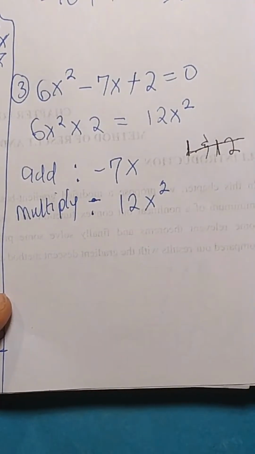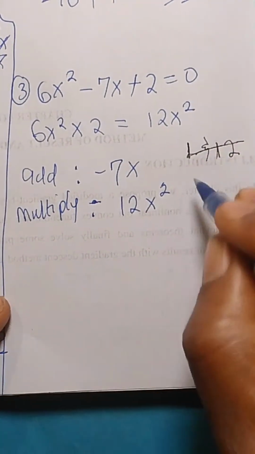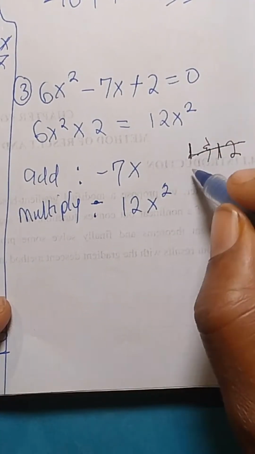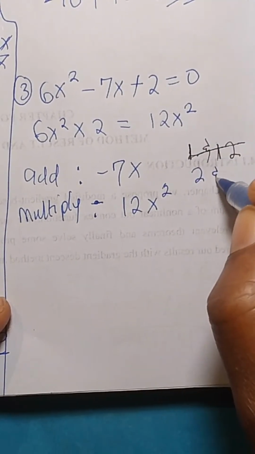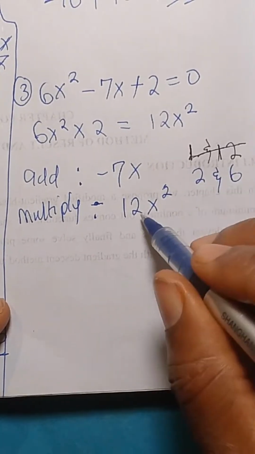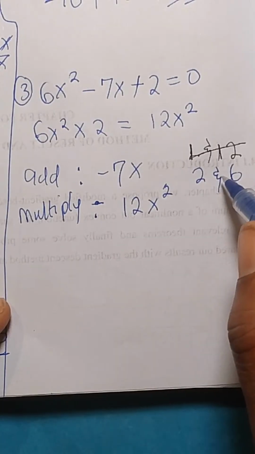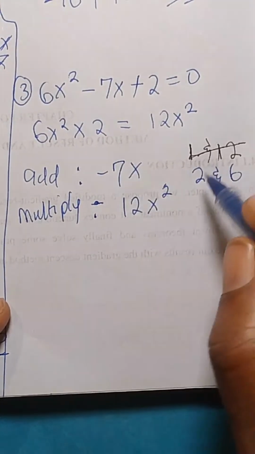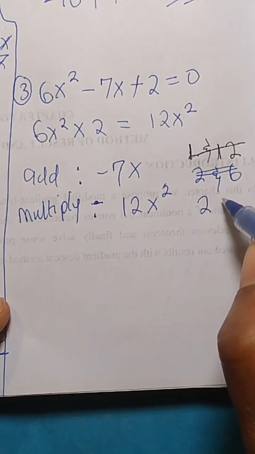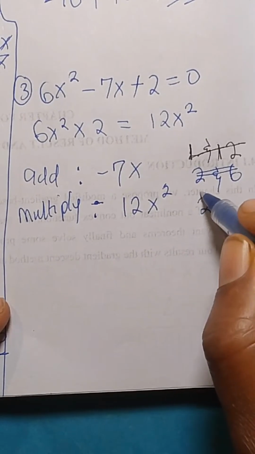Okay, we now try 6 and 2. The number we can divide by is 2. So we try 6 and 2. Now if we multiply them, we'll get 12. But if we add these two numbers, we'll get 8, not minus 7. So it's not correct. So we try the next one, which is 3.